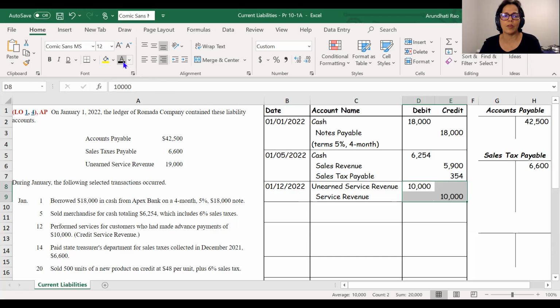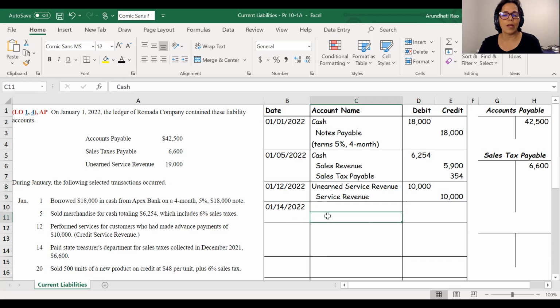In this case, I'm not incurring a liability. In fact, I'm decreasing the liability. On the 14th, I paid the State Treasurer's Department for the sales tax collected in December 2021, the 6,600. If you recall, at sales tax payable, I'm paying up that amount now. It's usually due within the next month, so on January 14th, I'm making that payment.